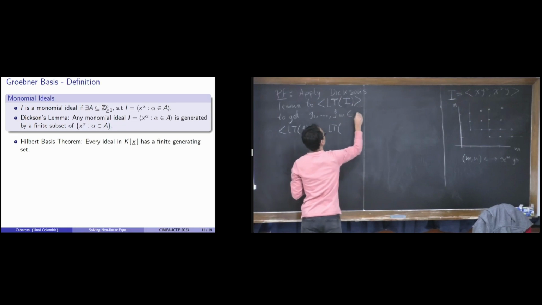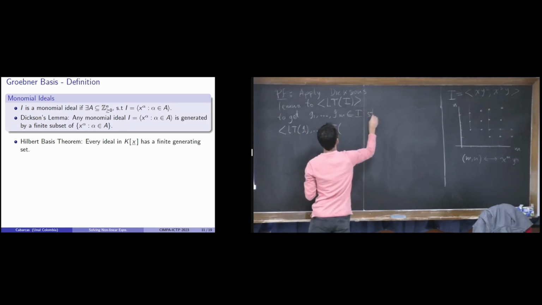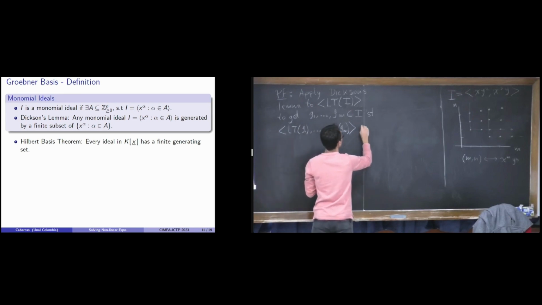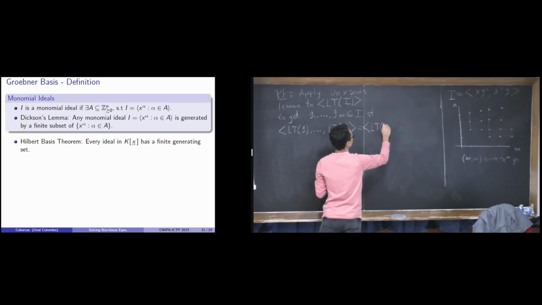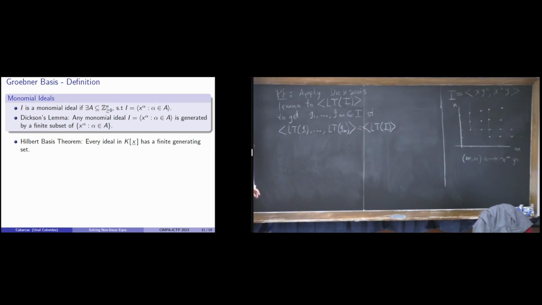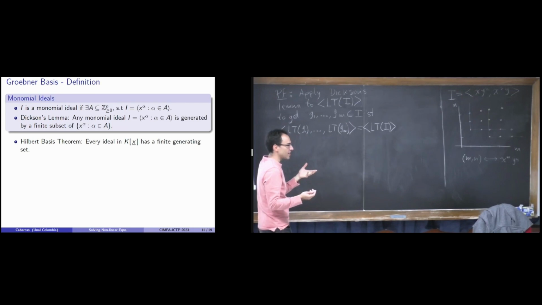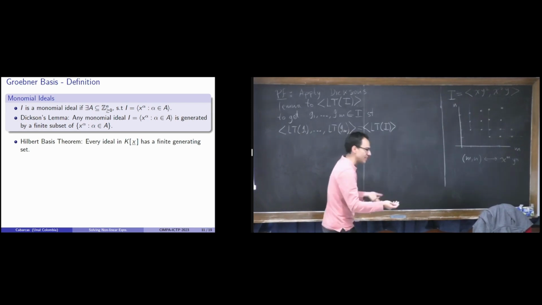These are elements in the ideal, such that they generate the ideal generated by all the leading terms of the ideal. But we're not done yet, because they generate the ideal generated by the leading terms, but we need to show that they actually generate the ideal, right? We need them to be a set of generators for the ideal, right?